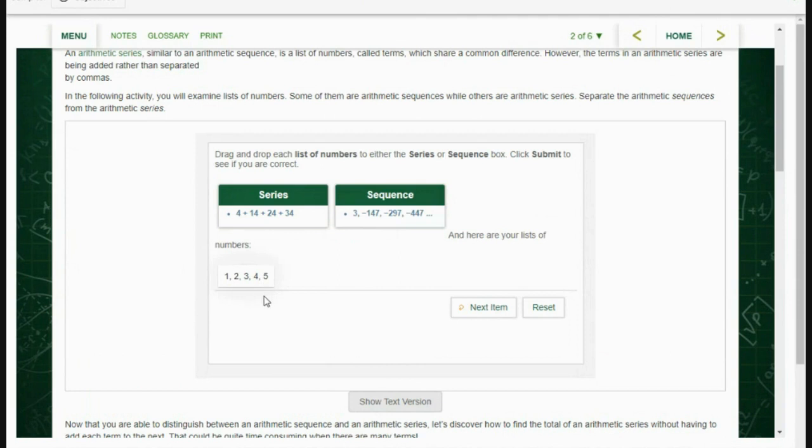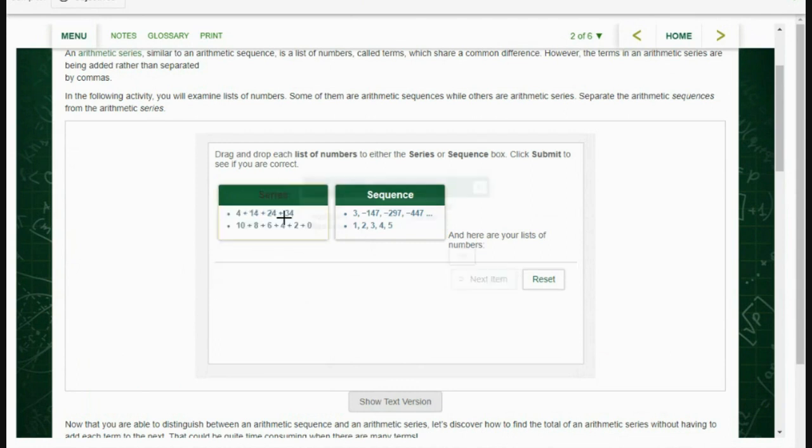Common difference of 1. We add 1 every time. That's a sequence. 10 plus 8 plus 6 plus 4 plus, there we go. That's a series because we're adding them together. So that's the difference between a sequence and a series. They all have a common difference. It's still arithmetic. It has a common difference where they're adding or subtracting the exact same number every time. But with a series, we're keeping a grand total.